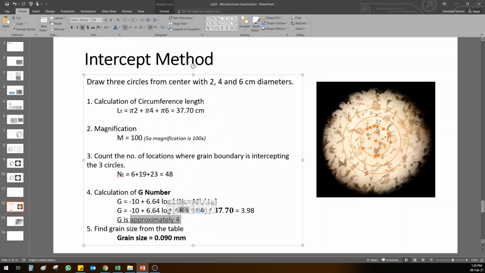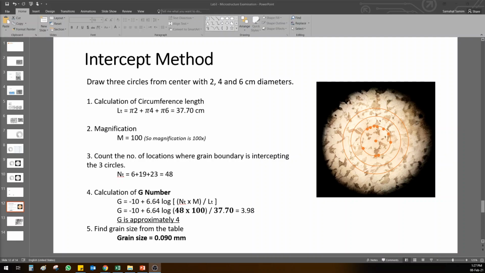So from the table we can say that the grain size is 0.09 millimeter. So this is actually your grain size in millimeters, average diameter of the grain size, because my grain number is 4. And is this method more accurate than direct comparison? It is up to you how you justify it.